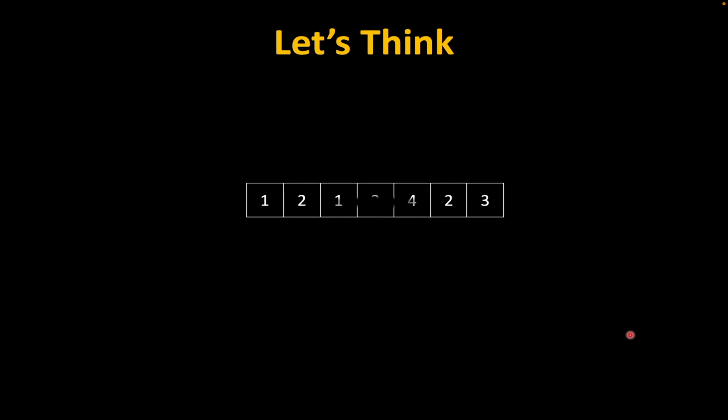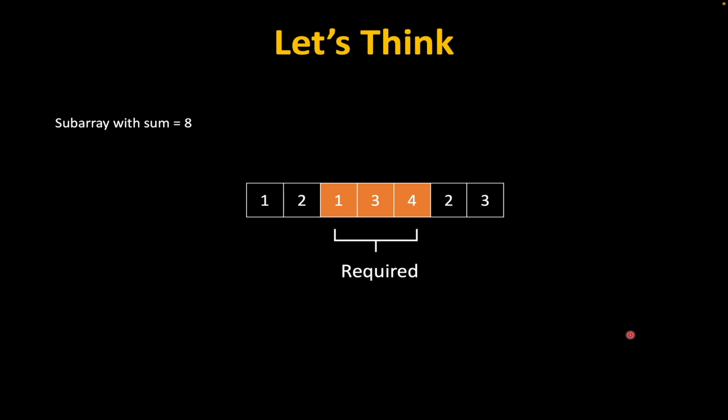So let's take this as an example. We are given this array and we need to find the subarray with sum equals to 8. So this is the subarray with sum equals to 8, and I already told you about S1 and S2 in the previous video. This is the required and this is S1. S1 is the subarray starting from the first element to the element at the last position of the required, and S2 is the subarray starting from the first element to end at one element before the required element.